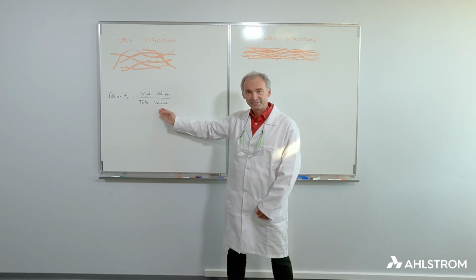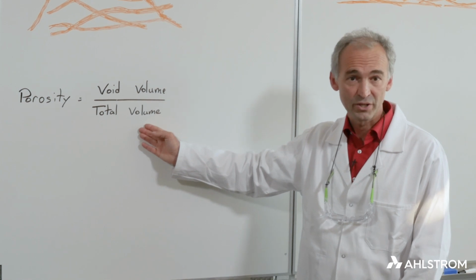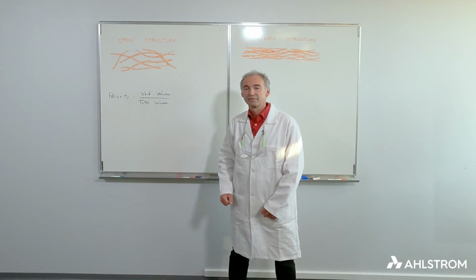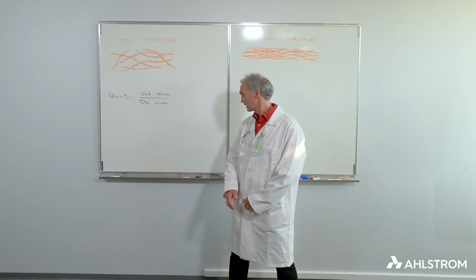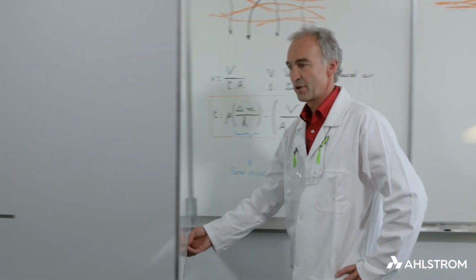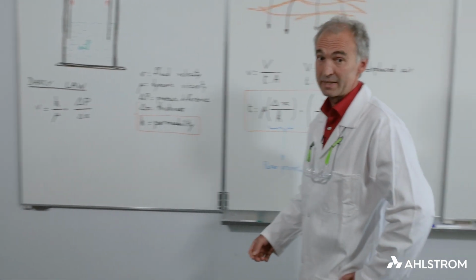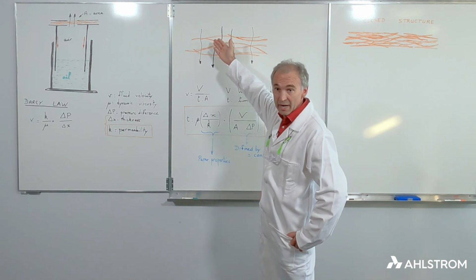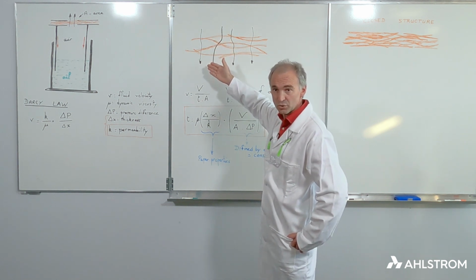The porosity, by definition, is a ratio of the volume of void divided by the total volume. This concept is different from the permeability that we will see later. After the porosity, now the permeability. The permeability is the ability of air to pass through the material, through the paper structure.